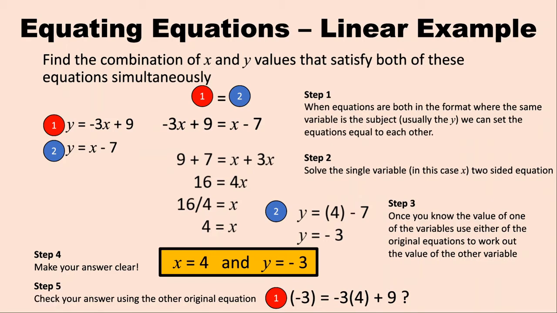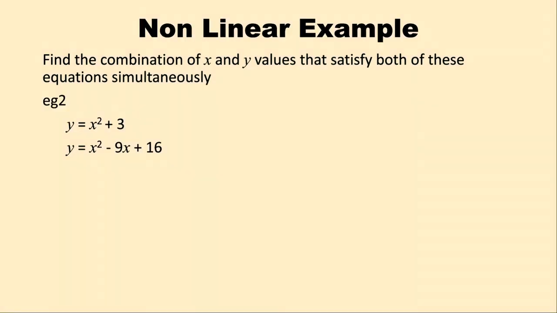Now doing this mentally, I know that negative 3 times 4 is negative 12, and negative 12 plus 9 is negative 3. So yes, I'm pretty confident that my answer is correct. X is equal to 4 and y is equal to negative 3. Please take a minute now to copy down that example and those steps, because we're going to use those same steps to work out nonlinear simultaneous equations.